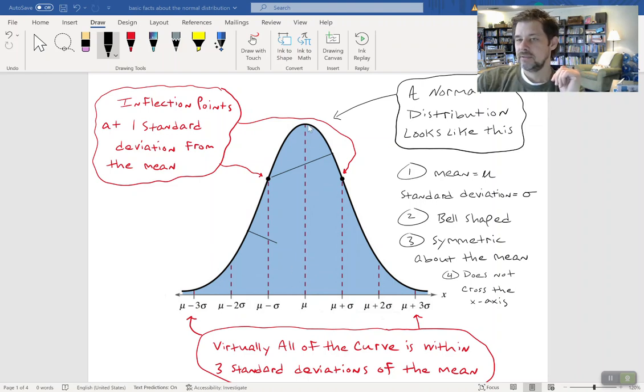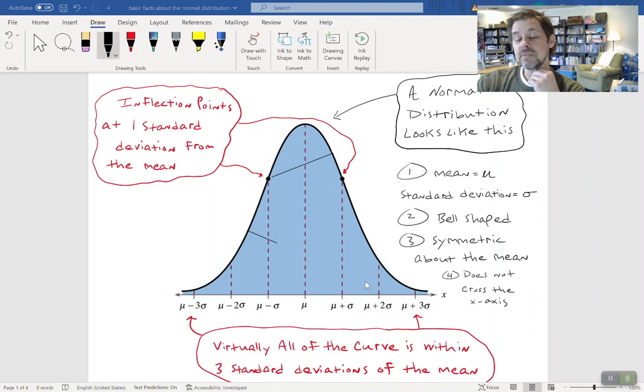Another thing is that notice how the curve slopes downward and then it kind of levels out right here. You see that? So it does not cross the x-axis or the horizontal axis. It just curves down towards it and never quite touches it, getting ever closer and closer.